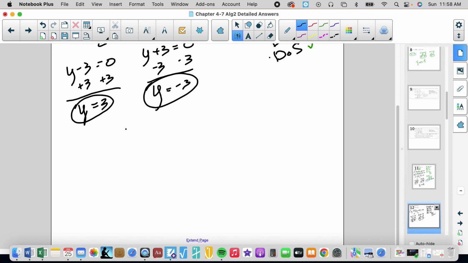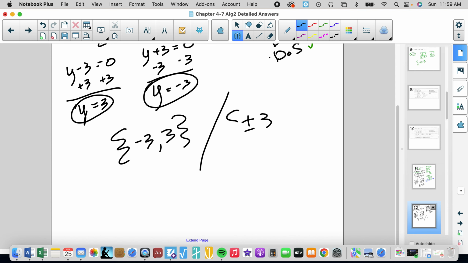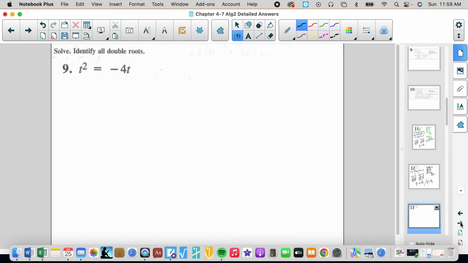So we can write it 2 different ways. You can write it the 8th grade way, or you can write it plus or minus 3. That's the high school way. You're going to see more high school students.